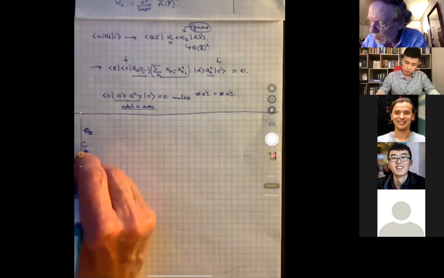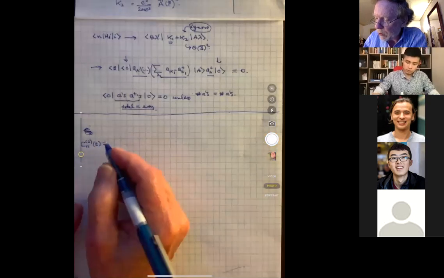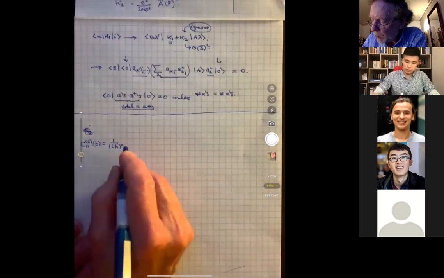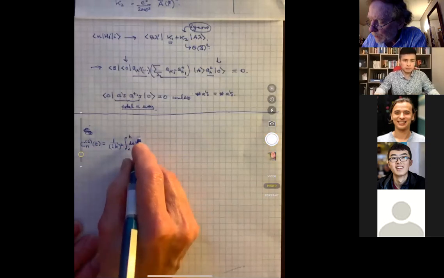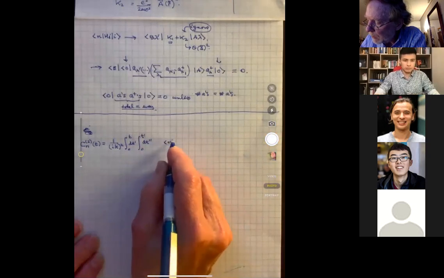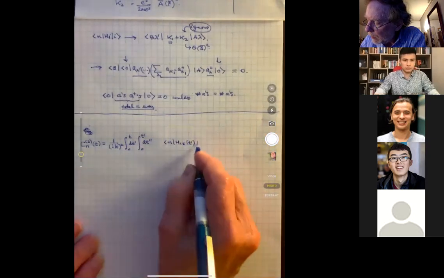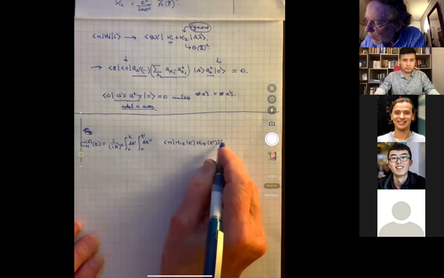Cn at second order of time-dependent perturbation theory is a function of time. If you return to the Dyson series, here's the formula we got. It's 1 over i h bar squared, integral 0 to t dt prime, integral 0 to t prime dt double prime. And then we had the matrix element of H1 interaction evaluated at t prime, and then H1 interaction evaluated at time t double prime, in the initial state I.